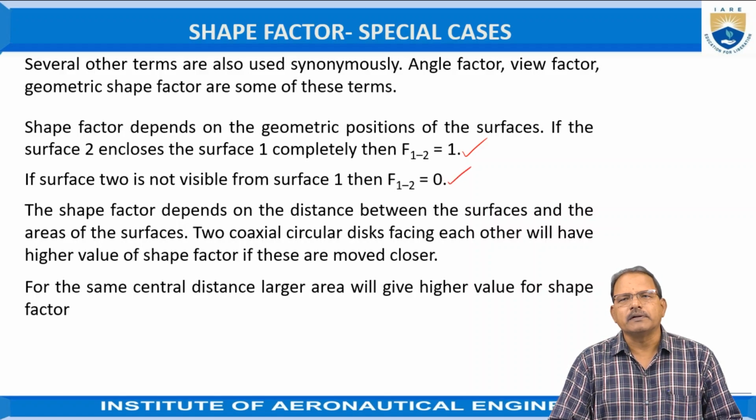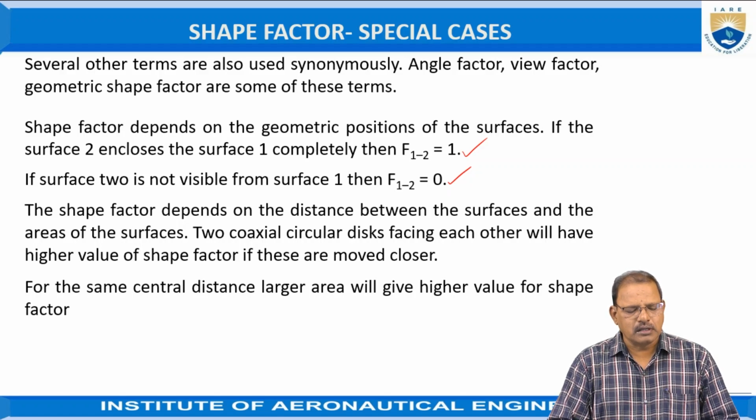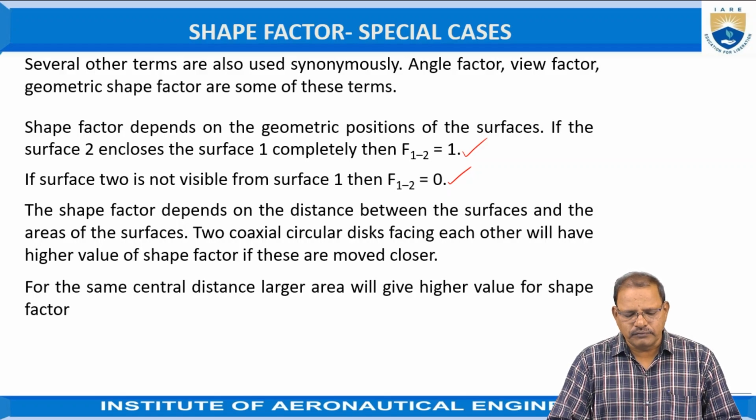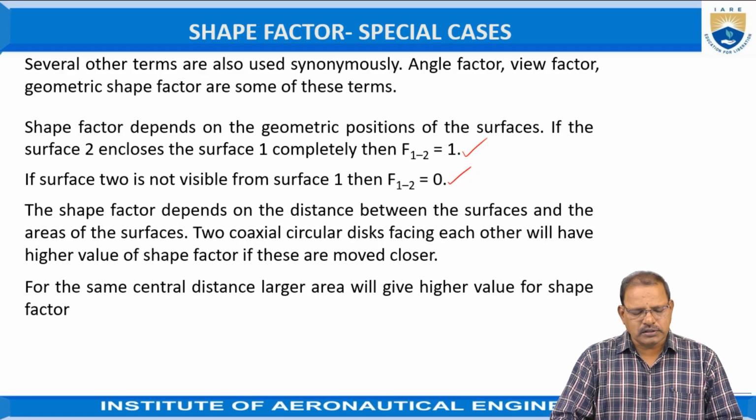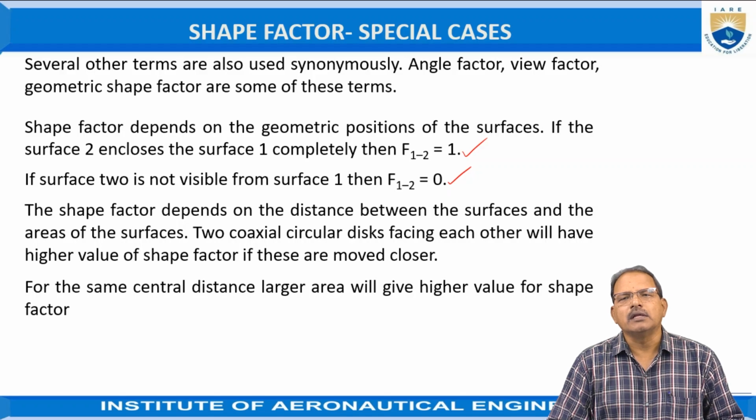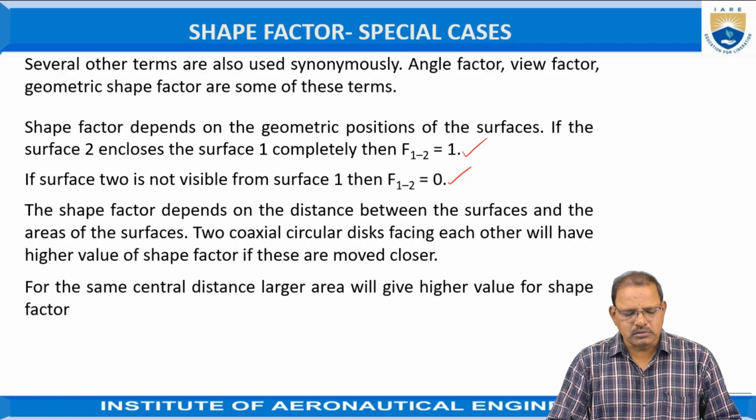The shape factor depends upon the distance between the surfaces and the area of the surfaces. Two coaxial circular discs facing each other will have a higher value of shape factor if they are moved nearer to each other. For the same central distance between the discs, the shape factor is larger when the area of the disc is also more.